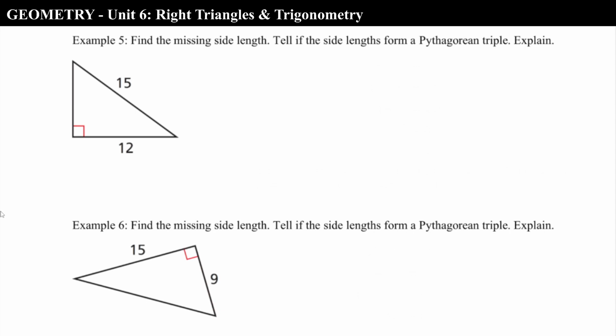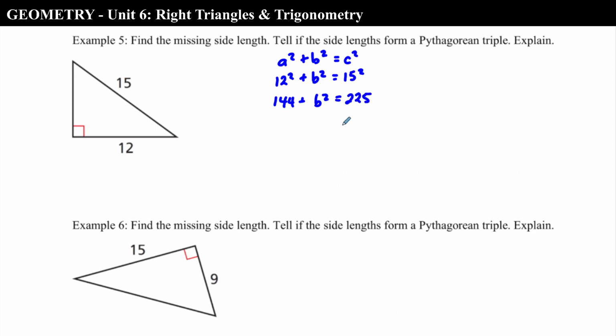So we are going to use that. We are going to find the missing side length and tell if the side lengths form a Pythagorean triple. So we'll pull out the Pythagorean theorem again. a squared plus b squared equals c squared. So a is 12. b is what we don't know. And c is our hypotenuse, which is 15. So we have 144 plus b squared equals 225.